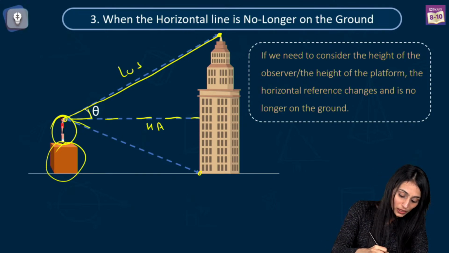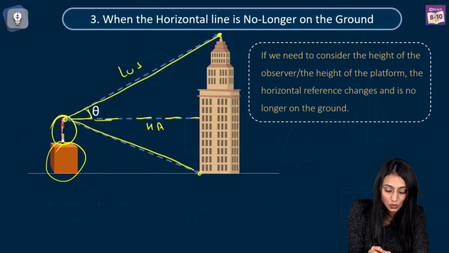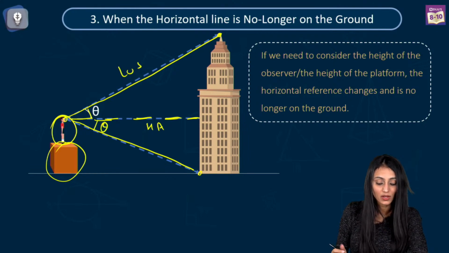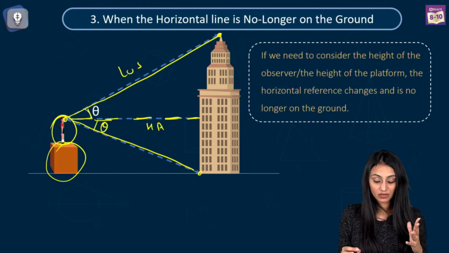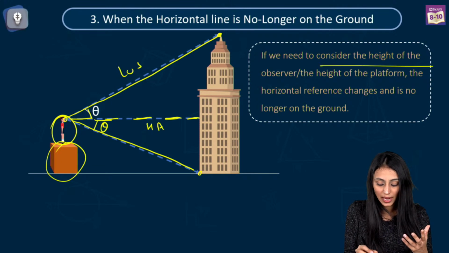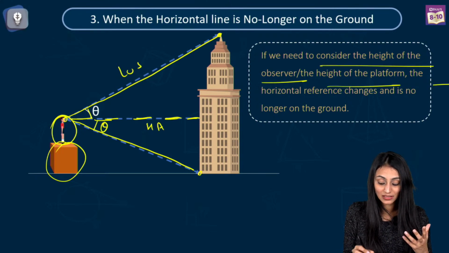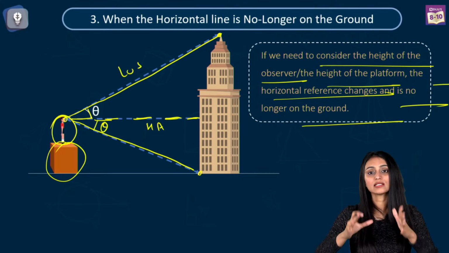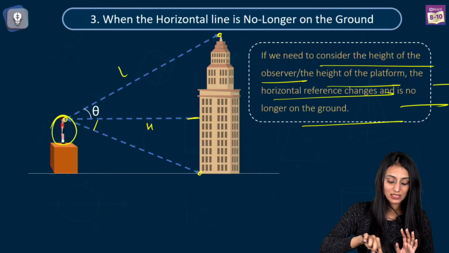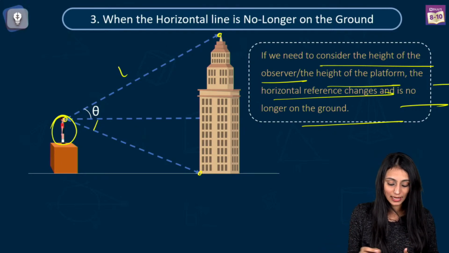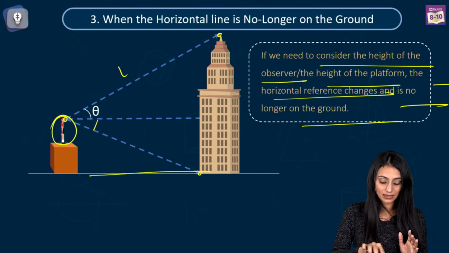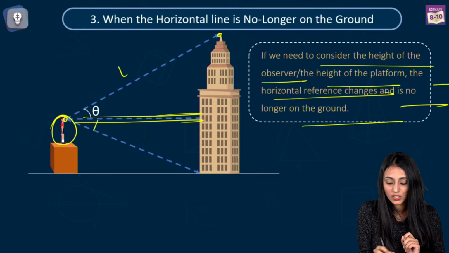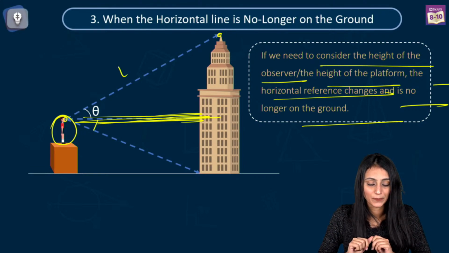Yes, and here if you see, the observer is looking down at the bottom of the building, right? So here when the observer is looking down, the angle of depression would be formed. So here this is the horizontal axis, and that's the theta. All right. So if we need to consider the height of the observer or the height of the platform, we say that the horizontal reference changes and is no longer on the ground. Both the cases I have shown you in one diagram only. But let's suppose if we are considering only one case, this is the horizontal axis in that case, but here both the cases are in one diagram, so this is your horizontal axis over here, right?